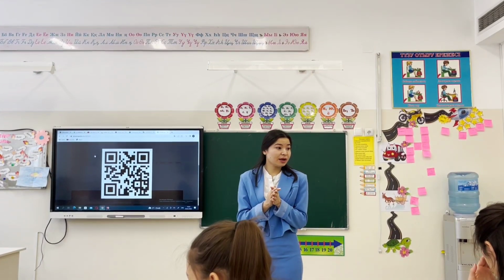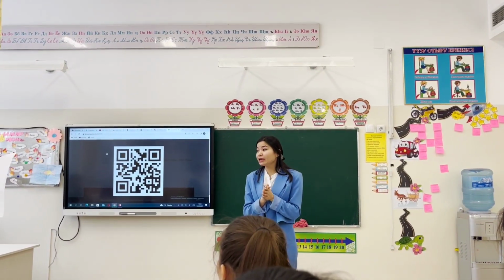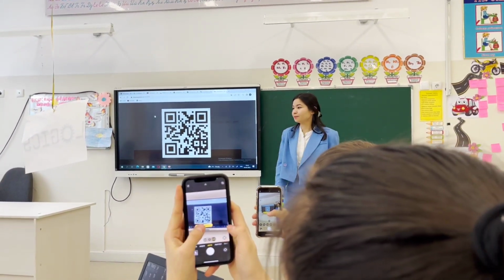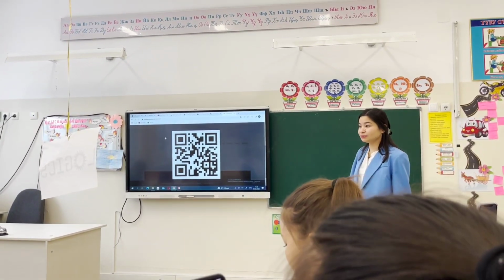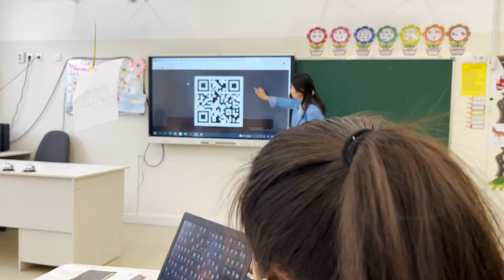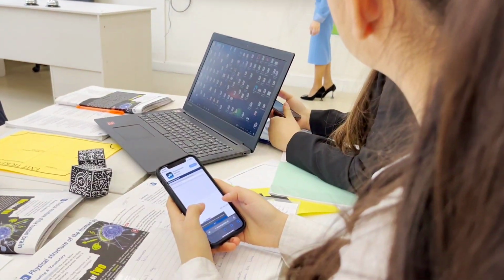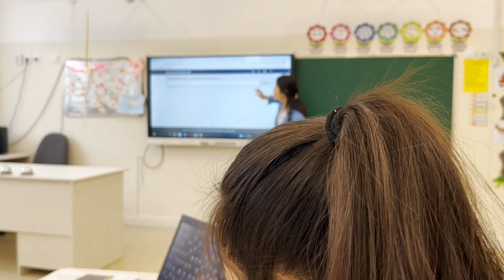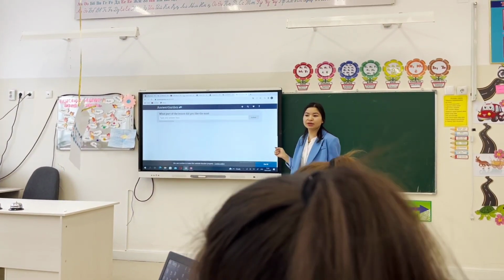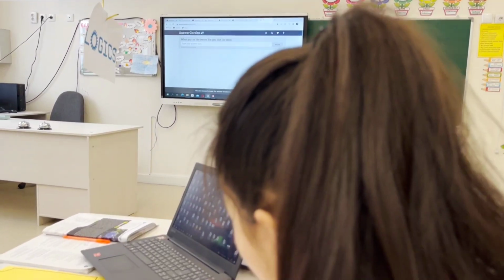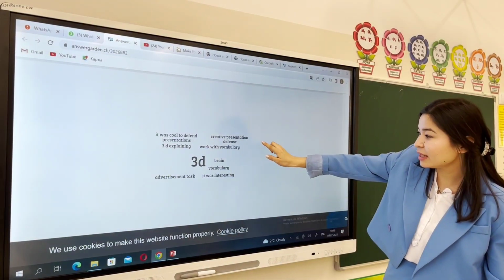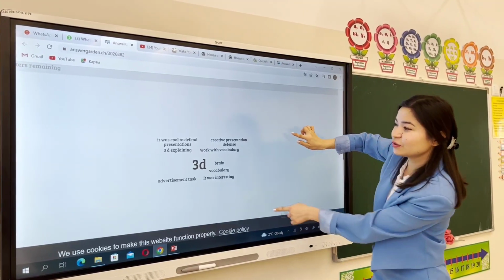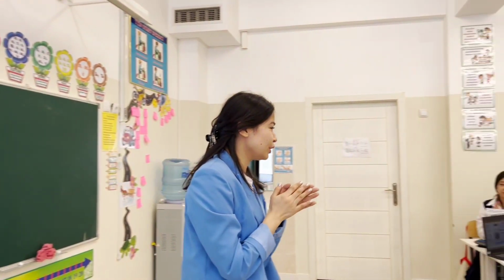Unfortunately, our lesson is over, guys, and let's get feedback from you. Please scan this QR and make your feedback. It's the program Answer Button. Can you do it? You should write which part of the lesson you liked the most. Which part? Explaining, advertisement task, vocabulary, creative presentation. Okay, that's a good one. Thank you so much, guys.